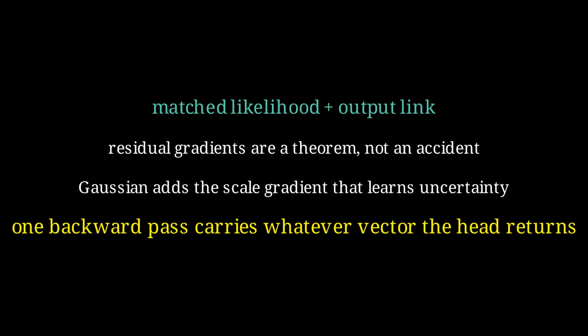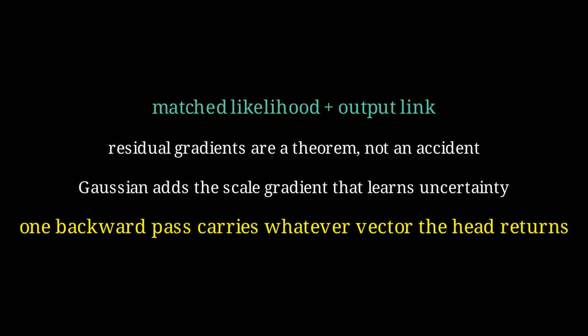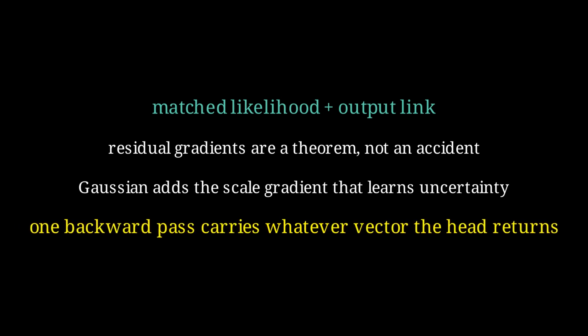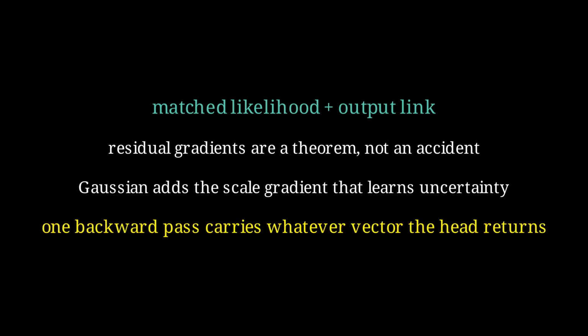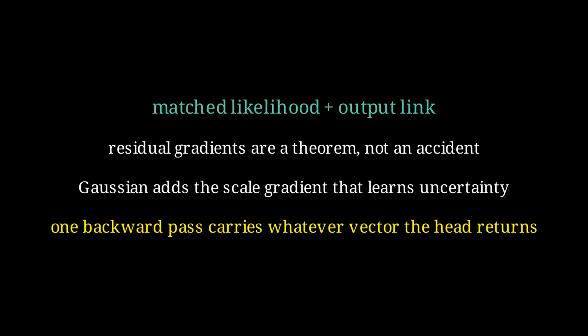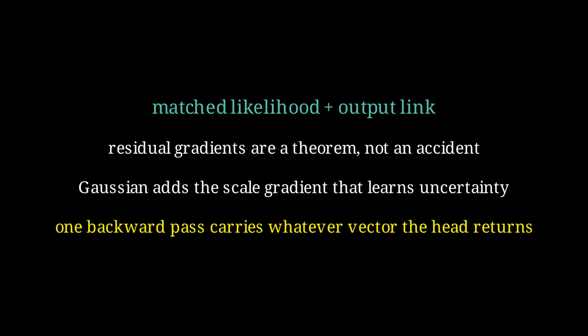And when the head needs more than one number, like Gaussian uncertainty does, it simply hands back a longer gradient vector. The same backward pass from episode 2 does not care. It carries that vector back through the body. One derivation, paid for once, spent honestly.